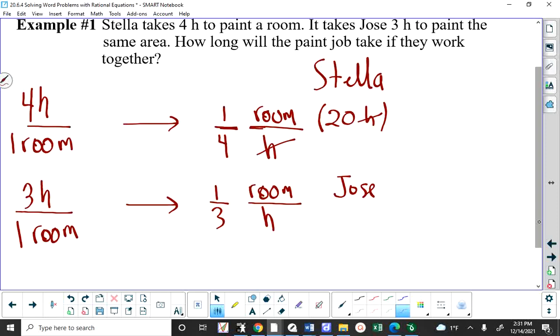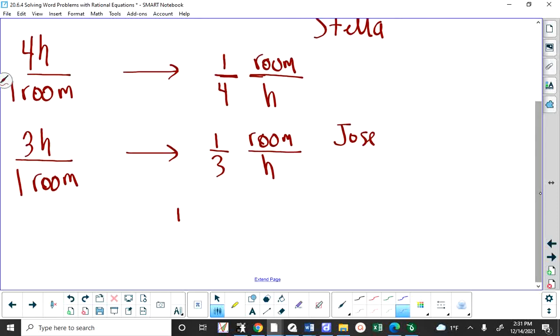Now, how is this helpful? Well, it's helpful because this means that if I take Stella's rate times the time that they're working, plus Jose's rate times the time that they're working, I get how many rooms they complete. And we're trying to find the time it takes them to complete how many rooms? 1.